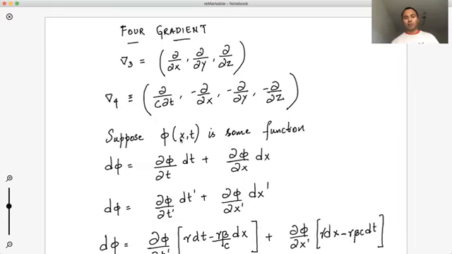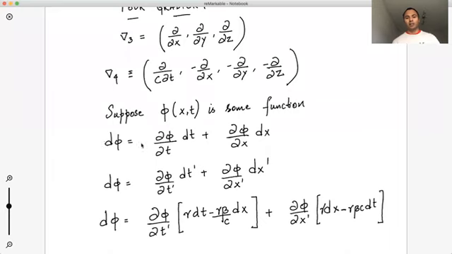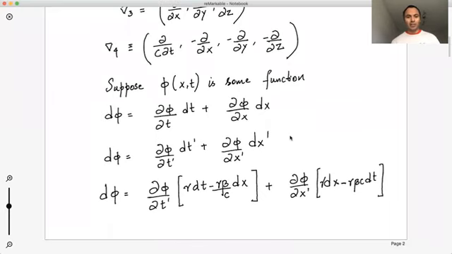If phi depends on two independent variables, a small change in phi is going to be the partial derivative with respect to one variable times the differential change in that variable, and the same with the other variable, right? So I've just written down a basic theorem in differential calculus.